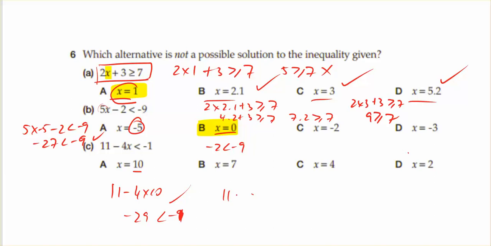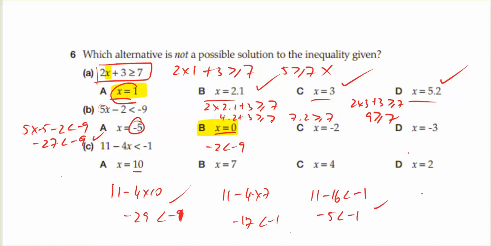11 minus 4 times 7. So 11 minus 28 is -17. Yes, that's true as well. That's less than -1. Let's try 4. 11 minus 4 times 4, 11 minus 16. Is that less than -1? That's -5. Yep, that's true.